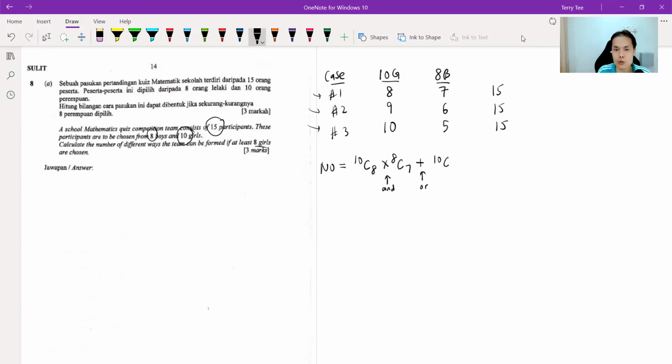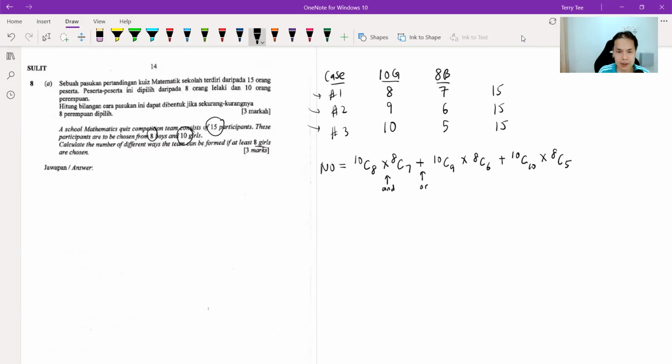Then 10 choose 9, 8 choose 6. If I choose 9 girls, I must choose 6 boys. Another "or", 10 I choose all 10, and 8 I choose 5. Okay, so what we need to do is to add them up, all right?